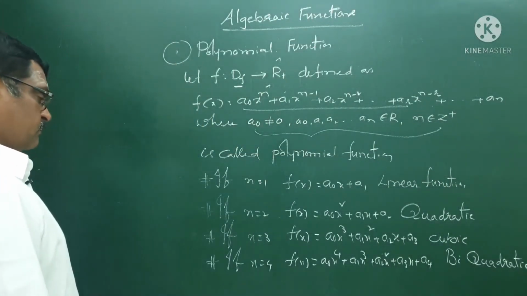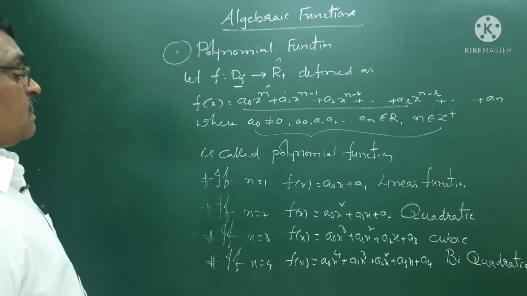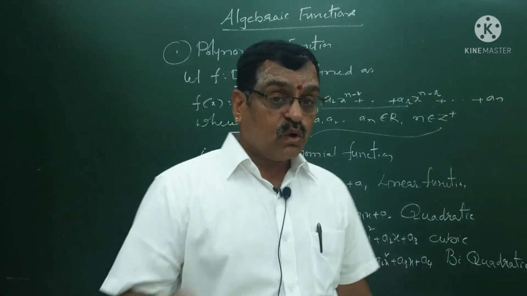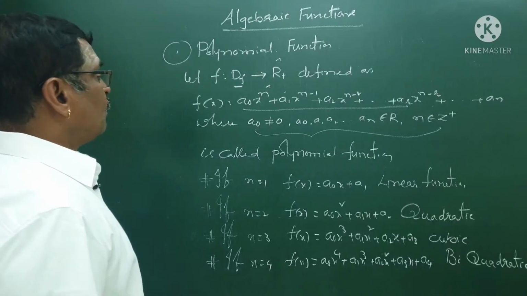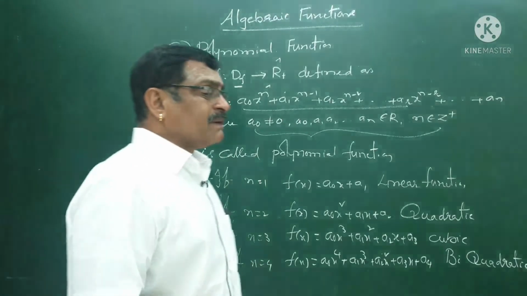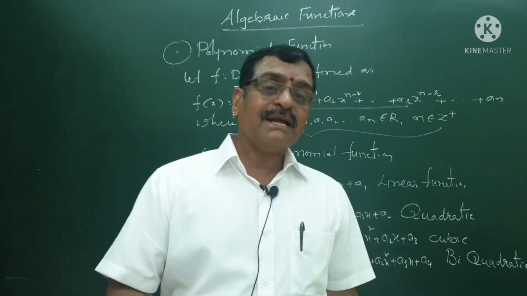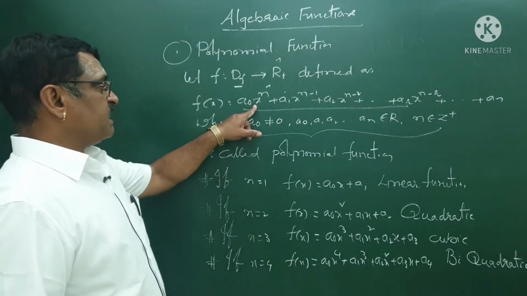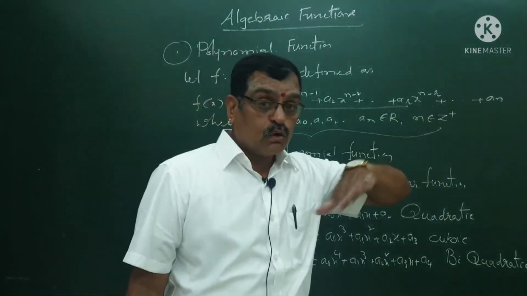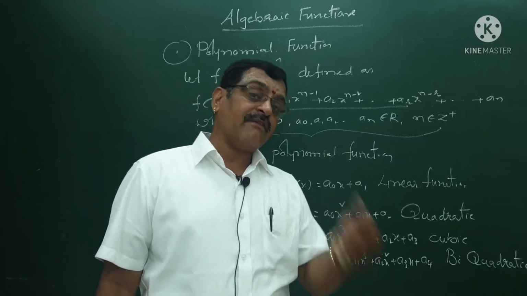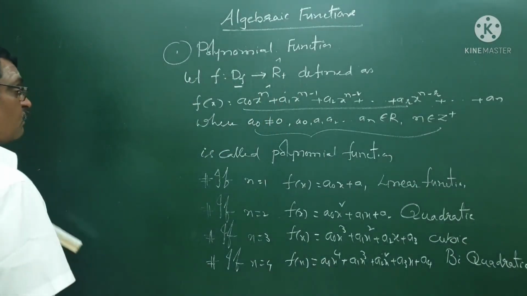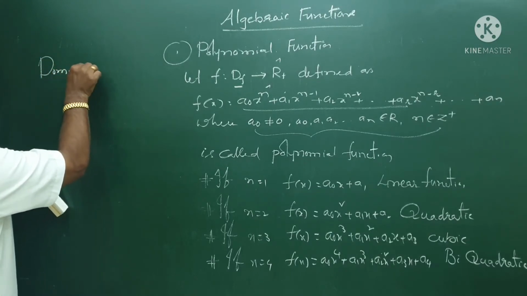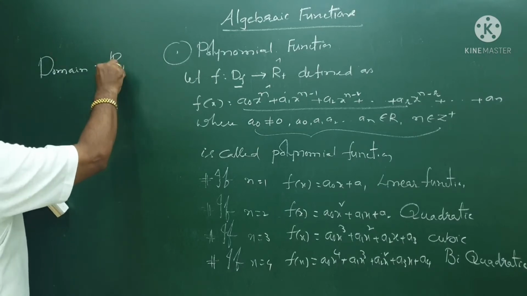Okay, now my next point is, what is the domain of this polynomial function? What is the meaning of domain? The acceptable set of real numbers as the inputs. If you observe carefully, I can substitute any real number in the place of x. No restriction, because it accepts every real number. So my domain for this polynomial function is the real number set.